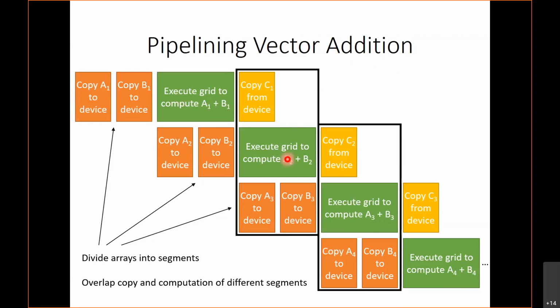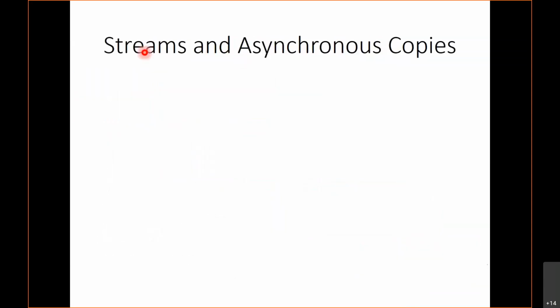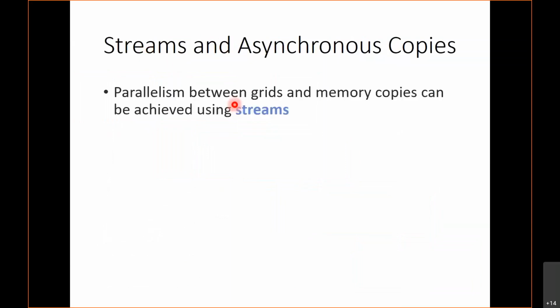In order for us to apply this kind of pipelining, we will need to make these copies asynchronous. We need to be able to start off a copy and then let it go, not wait for it, and be able to do a grid execution and copy back all in parallel without having to wait for any of them. This introduces the topic of streams. The parallelism between grids and memory copies can be achieved using streams, and we're also going to use asynchronous copies. So what streams are in CUDA: you have these streams that contain different tasks that need to be executed sequentially.